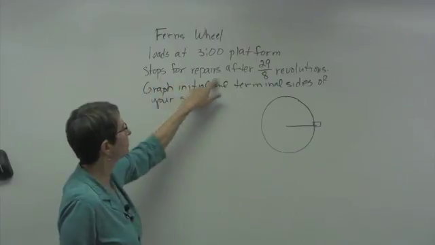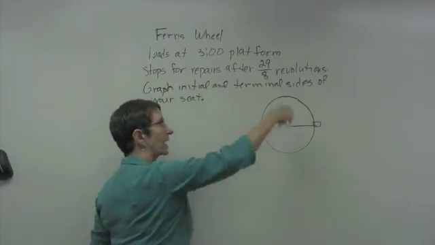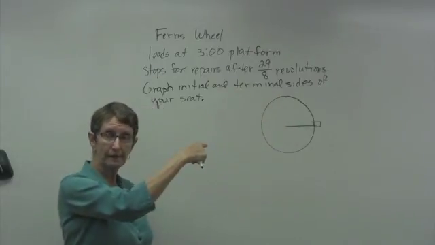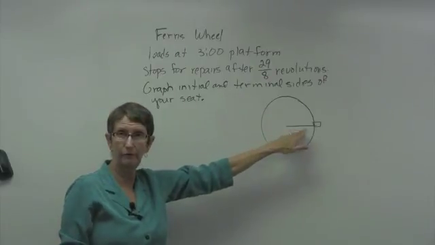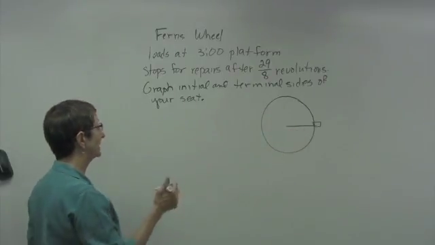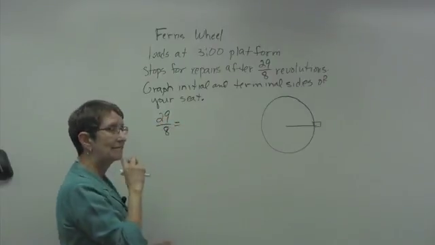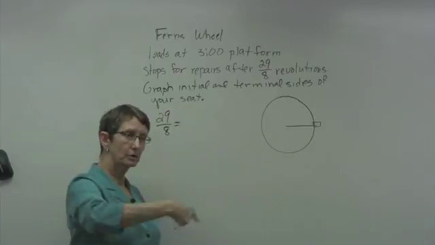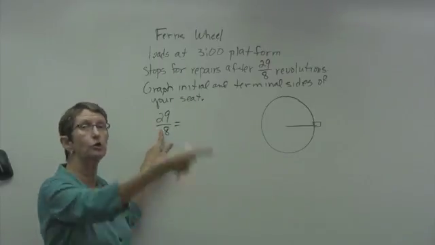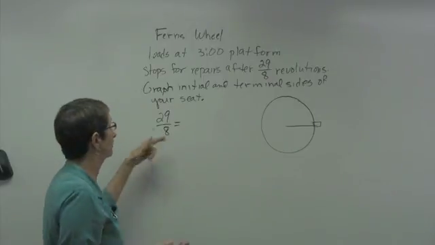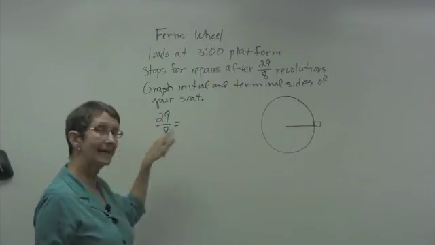Now, it stops for repairs after 29/8 revolutions. So it's going around and it's going around and it stops. So you're stuck there for a couple of hours. We need to find the terminal side since I gave you the initial side. Now that 29/8, you go all the way around several times because this is bigger than 1. So you don't just go part way around. You could have gone around 3/8 or 7/8, but this is 29/8.